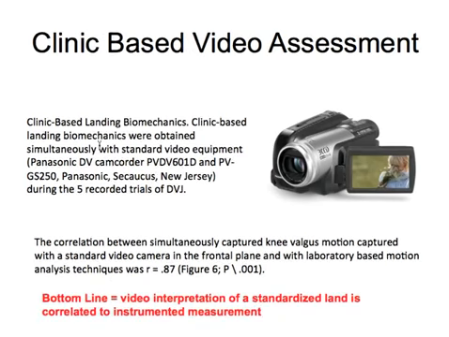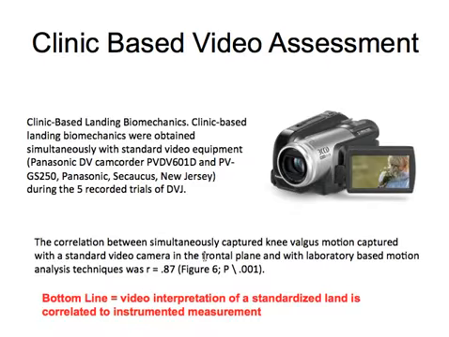So what were they using? They were basically looking at just a high-speed video. So here's a Panasonic DV camcorder that's being used to look at the person's motion, and they're looking at how much the motion correlates to motion collected in the biomechanics lab.